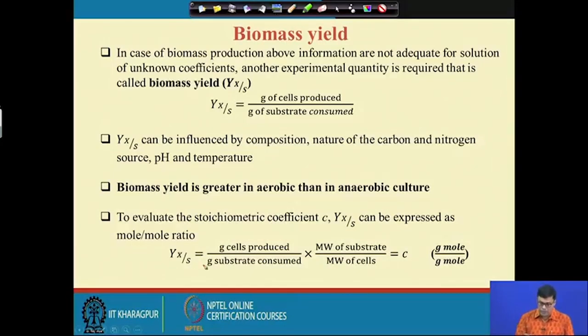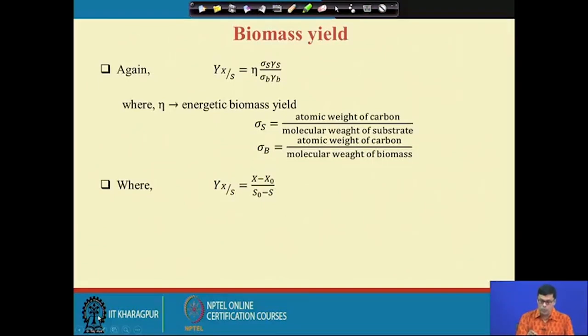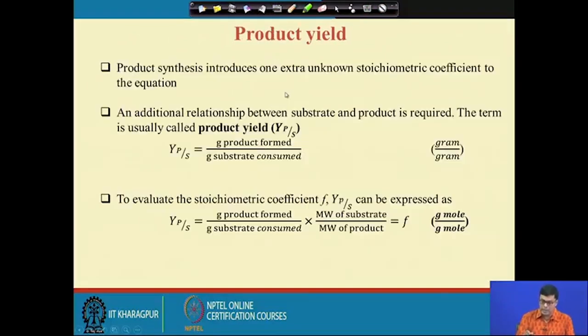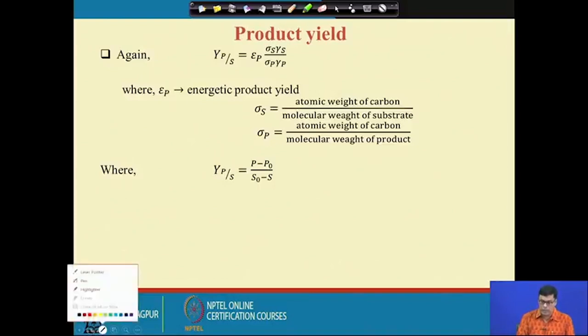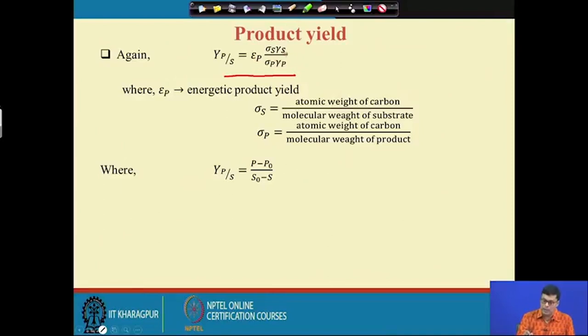Now, similarly, we can calculate the other thing also. Y_X/S is like this, and then Y_P/S is like this, epsilon_P gamma_S sigma_S over gamma_B sigma_B. So with respect to product we can find it out. And Y_P/S is equal to (P minus P0) over (S0 minus S). So, we can easily calculate that.